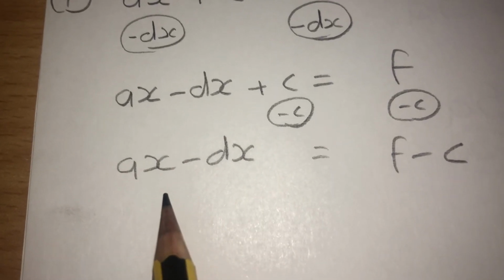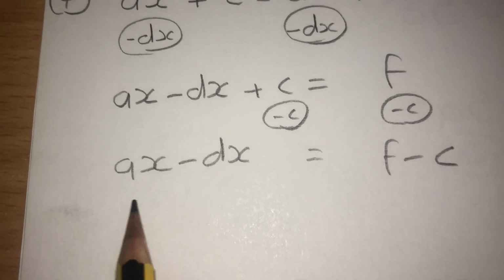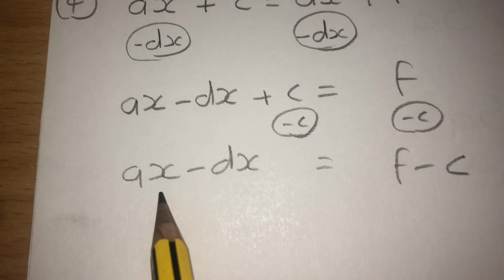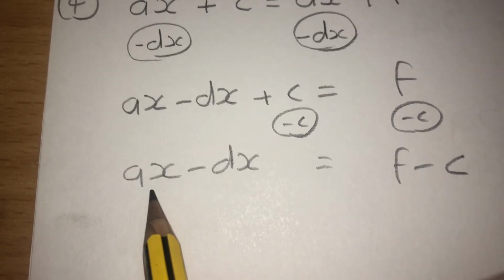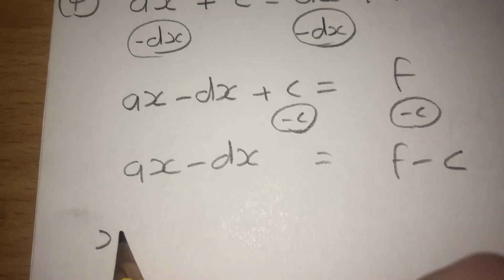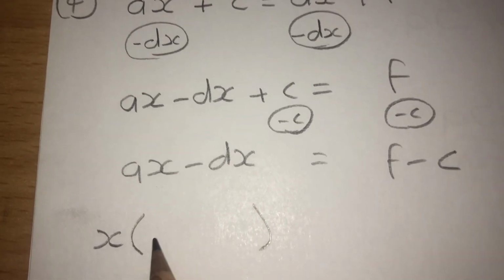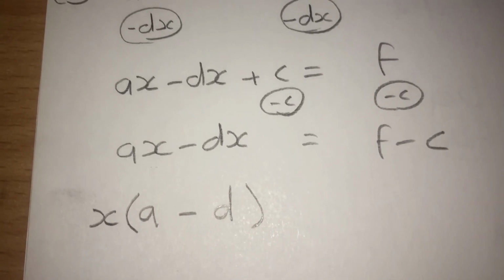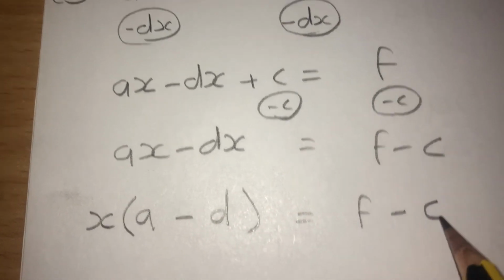Now to do anything with this, what I'm actually going to do is factorize this left hand side. If you can't remember how to factorize, watch the video on factorizing single brackets. I'm going to put brackets back in, and how I do that is I divide both terms by a common factor, and the common factor in this case is x. So I'm taking a factor of x outside the brackets, divide both of these by x, which means I'm left with a minus d, is equal to f minus c.